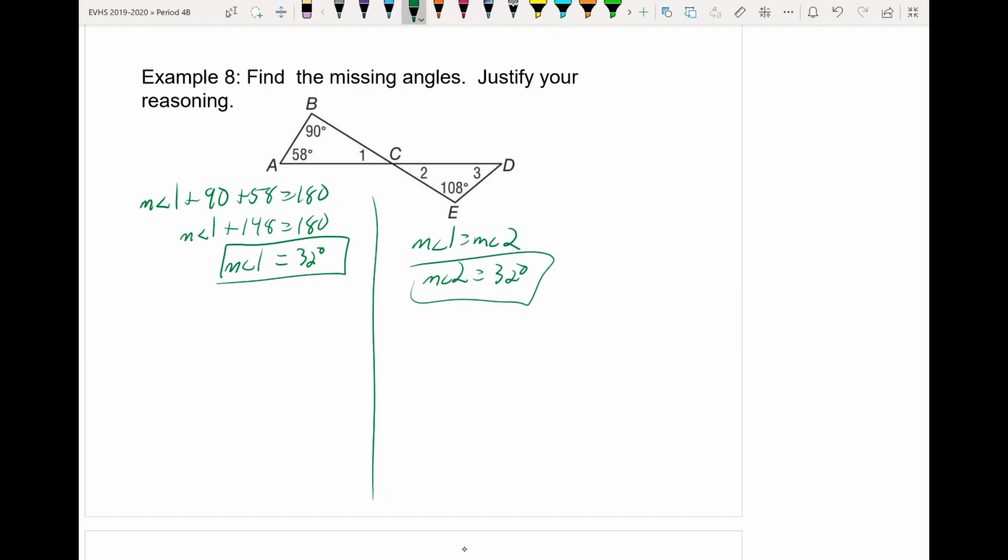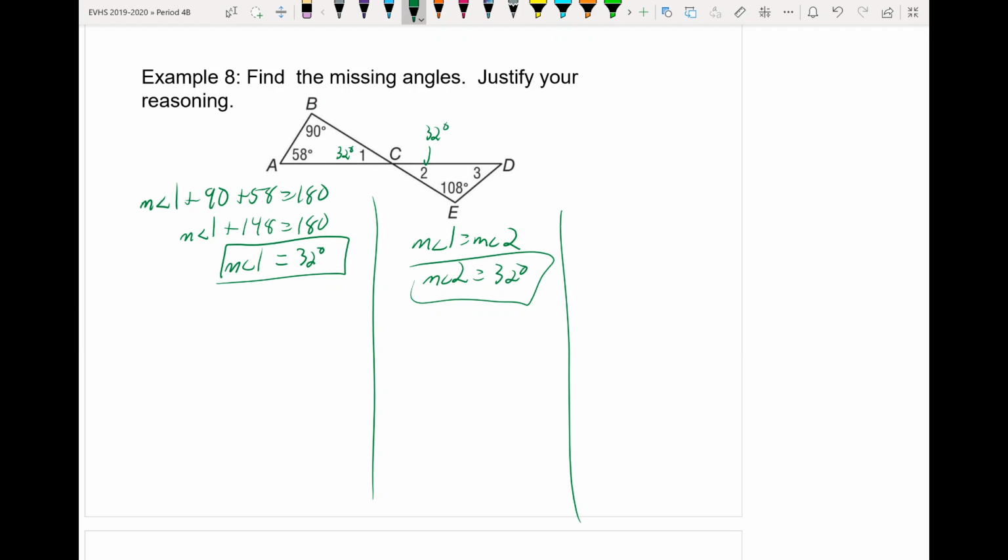Now, if you're writing a proof, I have you write reasons. The reason is... the reason is Mr. Love said so. Yes, that's exactly it. Okay.